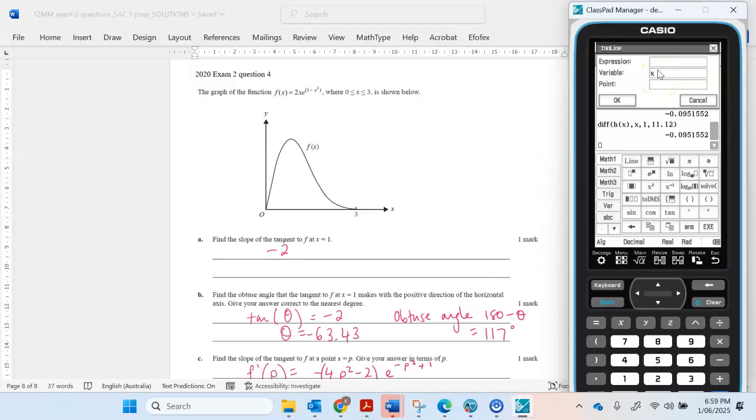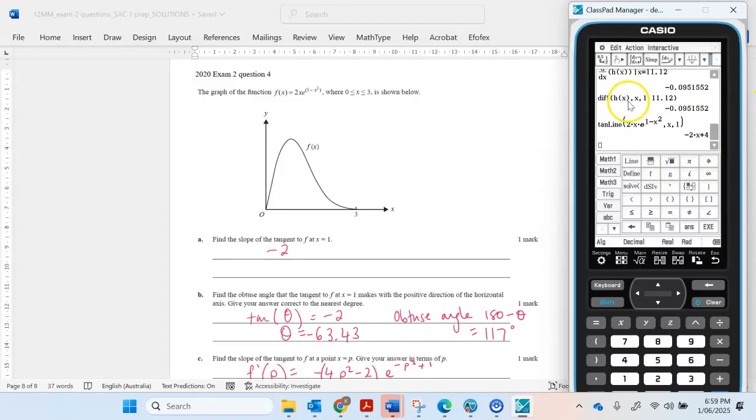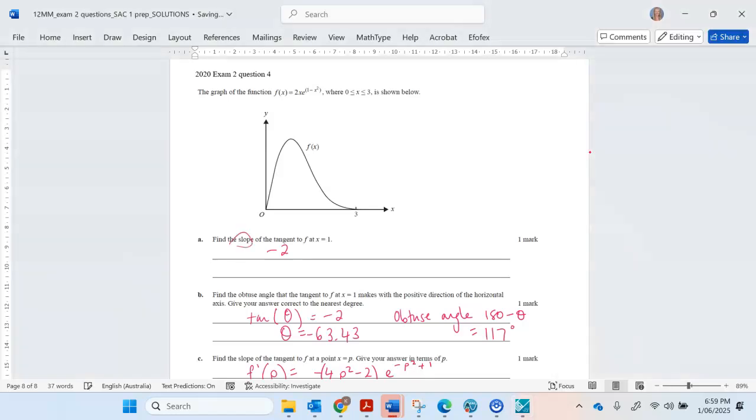Now, when we do that, and I might actually do that to show you, I should have defined it. I was just thinking before, should I define it? 1 minus x squared, close your bracket, and we want it at 1. So it gives you the equation, but it's actually asking for the slope. So if you gave the equation, you wouldn't actually get the mark, because you haven't answered the question.